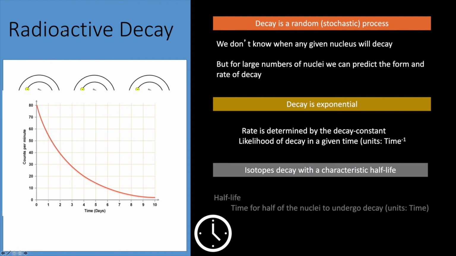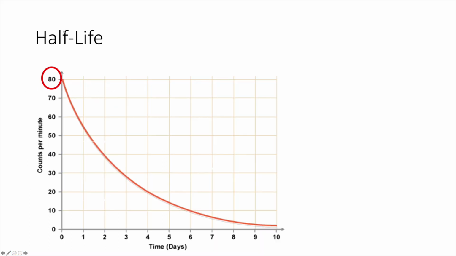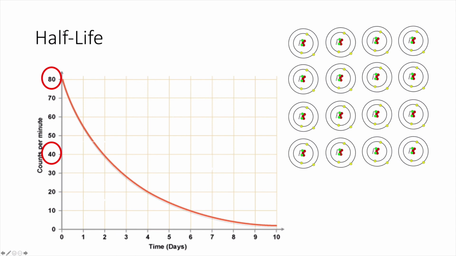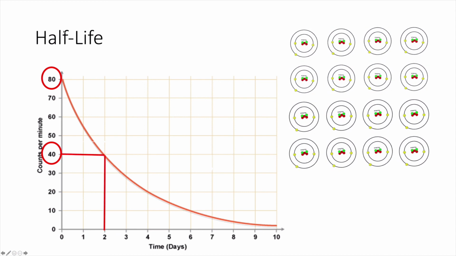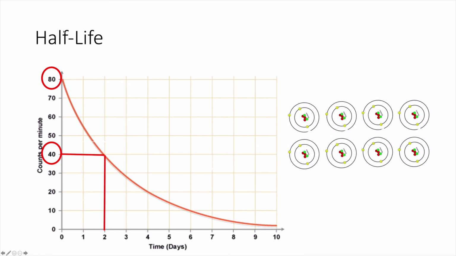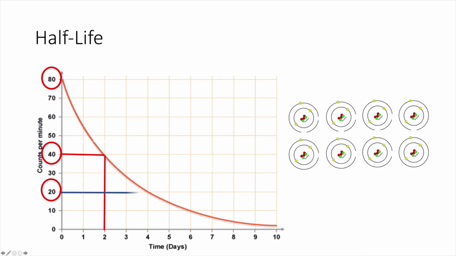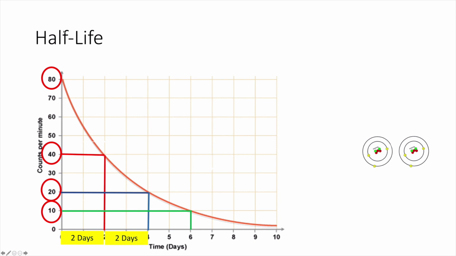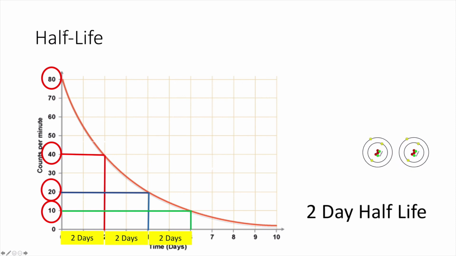Isotopes decay with a characteristic half-life. And this is important. The half-life is the time for half the nuclei to undergo decay. Let's give an example. I have a made-up isotope, and I've got a set number of radioactive nuclei. If I wait to see how long it takes for the number of nuclei to decay by half, based on this element and this curve, I'd have to wait 2 days. For it to halve again, I might have to wait another 2 days. And for it to halve again, I only need to wait another 2 days. So you can see it takes 2 days each time for the radioactivity of a particular isotope to drop by half. So the half-life is 2 days.